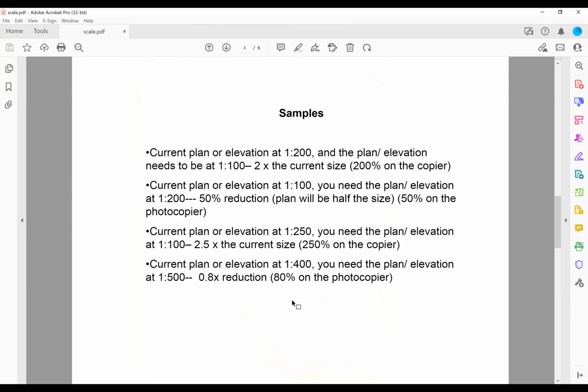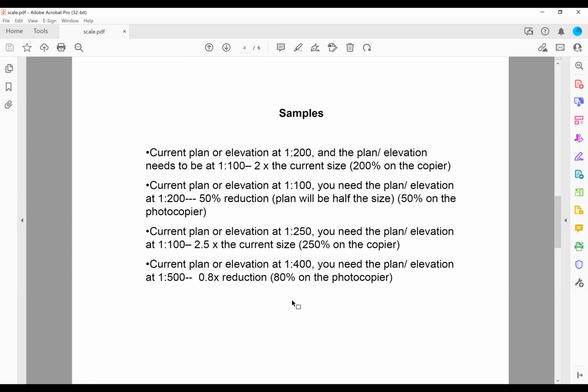The next one is an example that I have. Say you have a current plan or an elevation that is at 1 to 200, and you were asked by your employer or myself to make that plan 1 to 100. Basically, what we're trying to do is make that plan bigger. Maybe it's too small to fit on the piece of paper, the panel, or the board that you want to use, or too small to look at from far away. So the best thing to do is perhaps enlarge it.